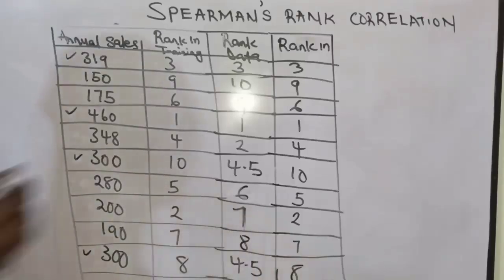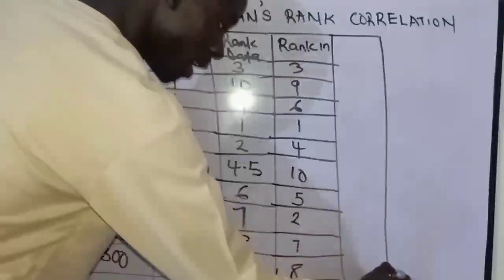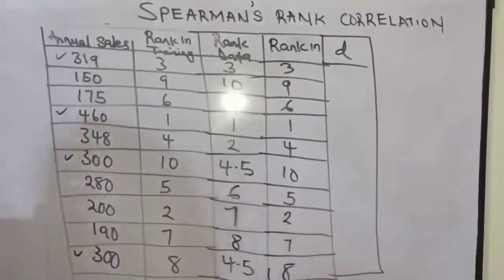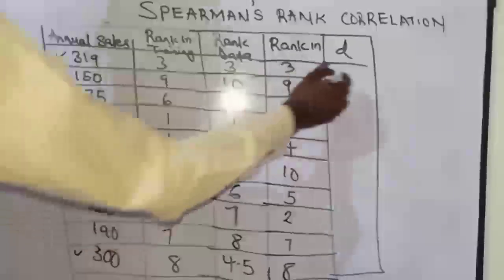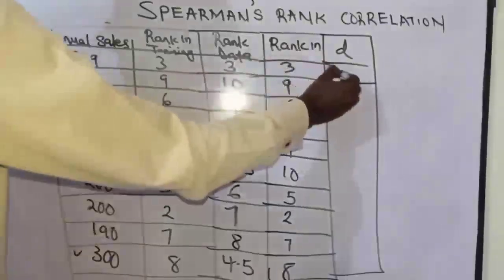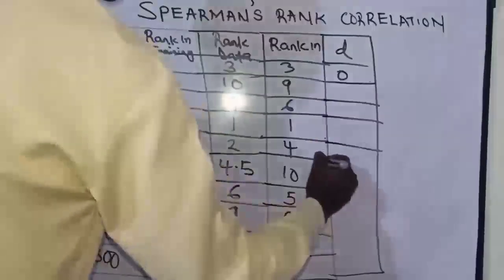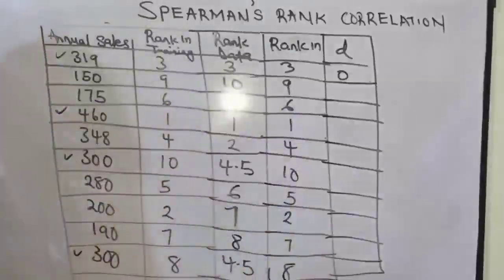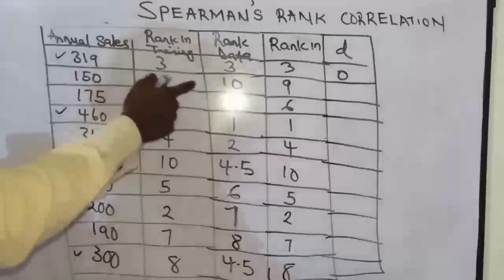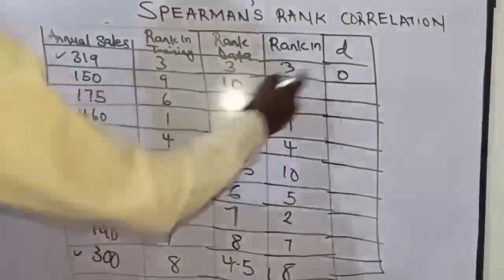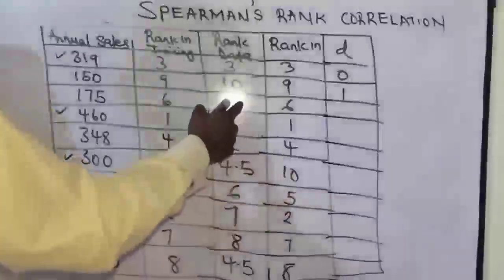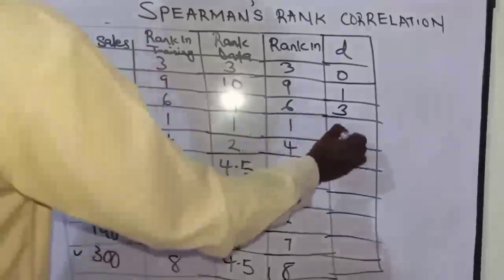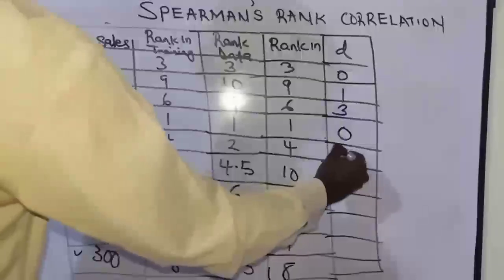Now the next thing to do is to find our D, because from the question, we are going to find our D. And how do we find our D? 3 minus 3 is 0. 10 minus 9 is 1. 9 minus 6 is 3. 1 minus 1 is 0. 2 minus 4 is minus 2.